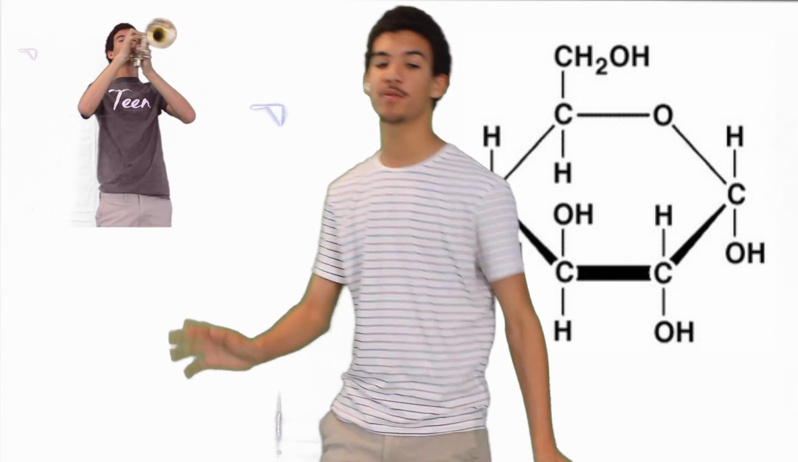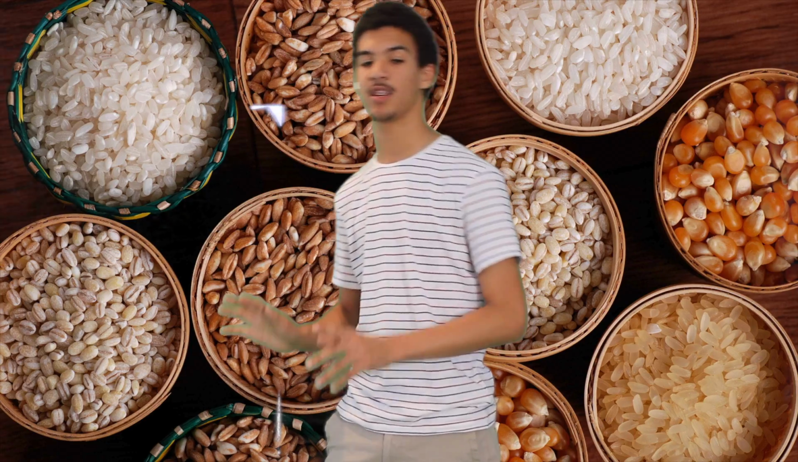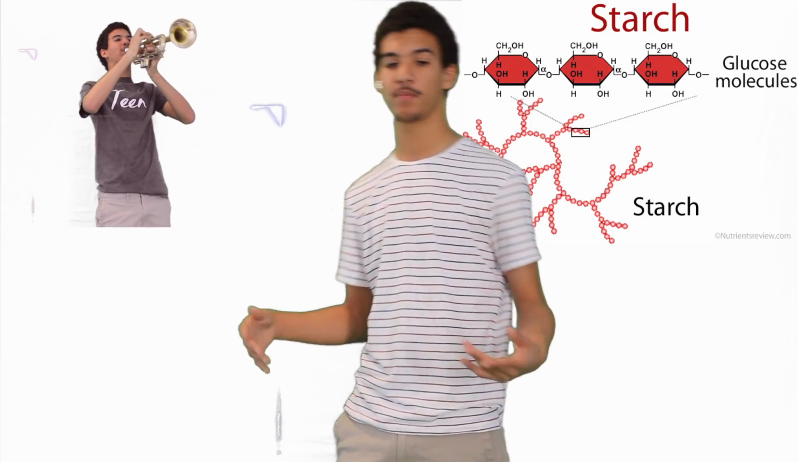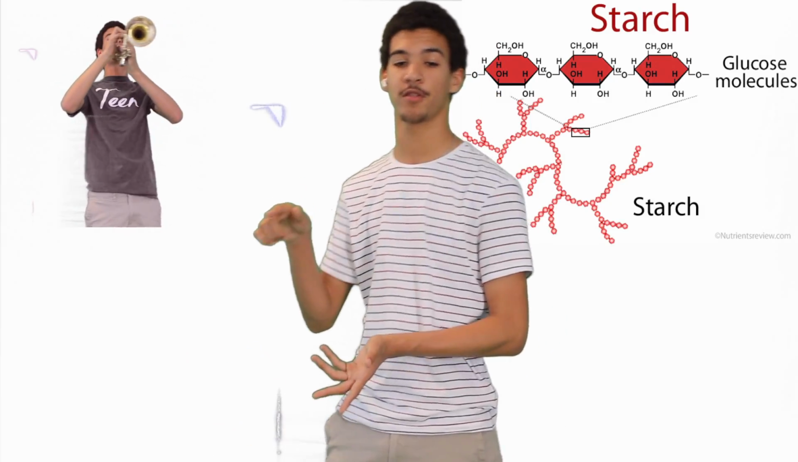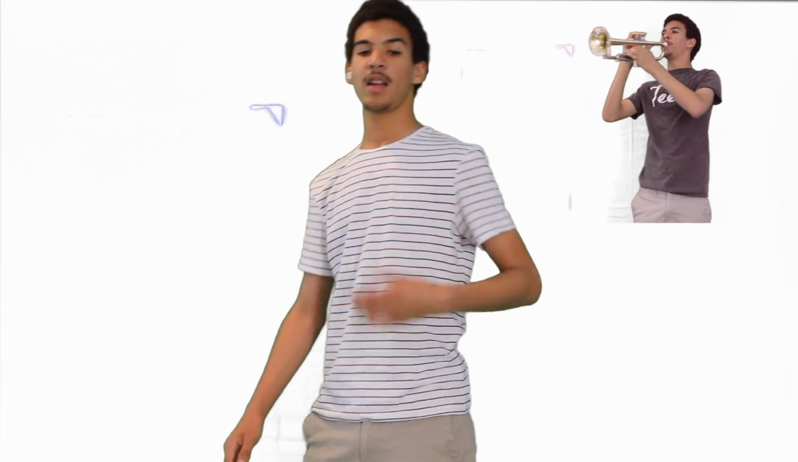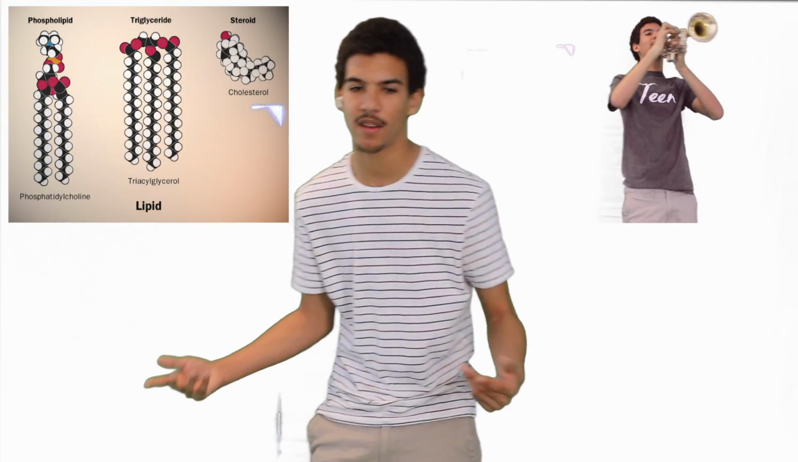monosaccharides. Carbs are mainly found in things like bread, grains, and don't forget legumes. Plants store carbs in the form of starch, and humans store them as glycogen. Now, let's talk about the next macromolecule. They're called lipids. They're mainly made of fats.